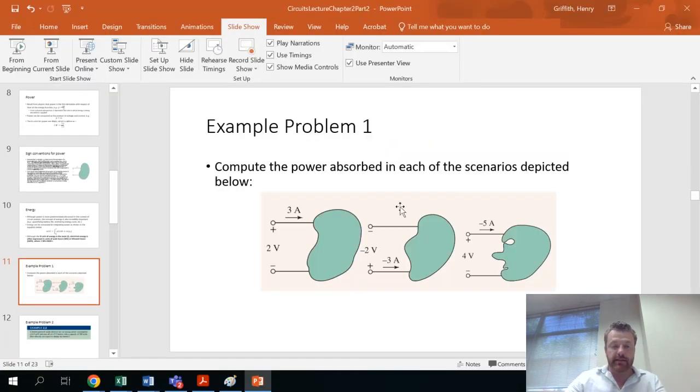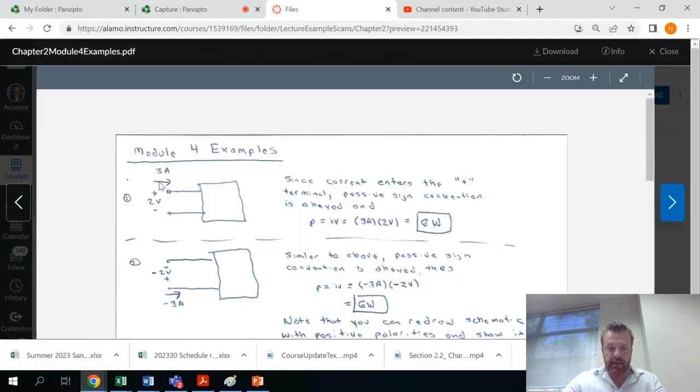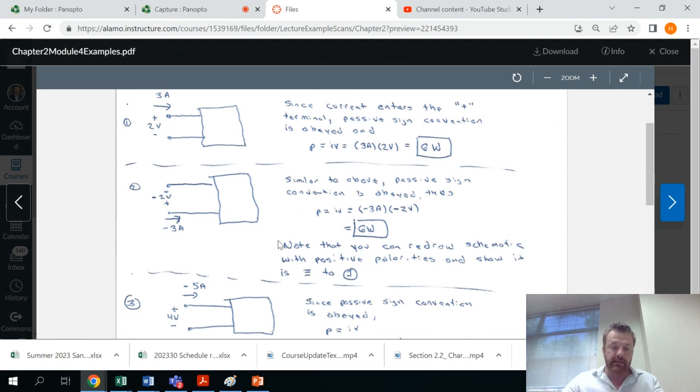We'll let the math take care of itself in that case. And let's actually see how that looks here. Here we have the arrow going into the positive, passive sign convention is followed. I times V is just going to be 6, and that is in SI units of watts. Here, same thing, passive sign convention is followed.